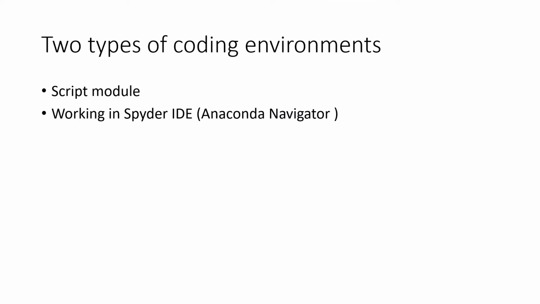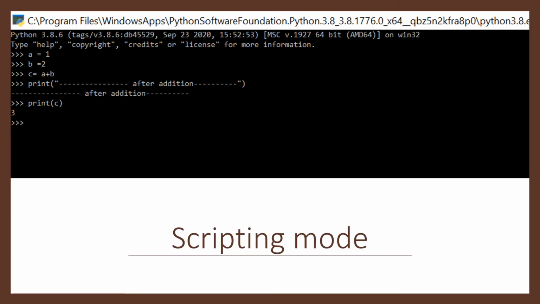And there are two types of environments where, once you install the Python software, you can start coding directly. It's that simple. So there are two ways to start your coding. One, the scripting module, where you go to all programs, and then when you click on the Python shell, this window will be opened.